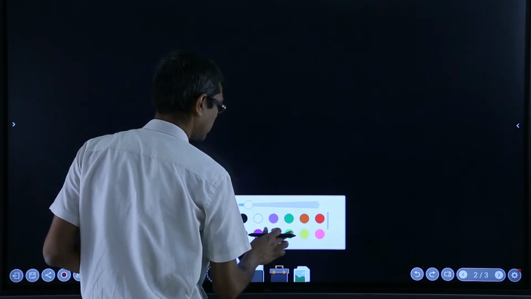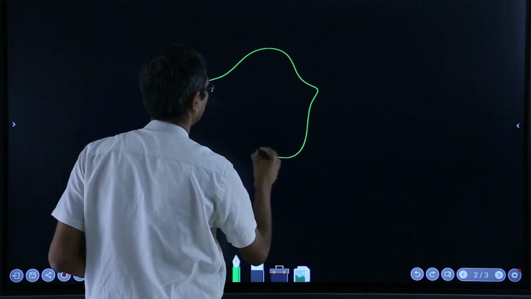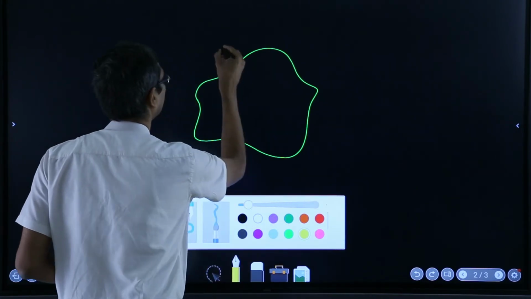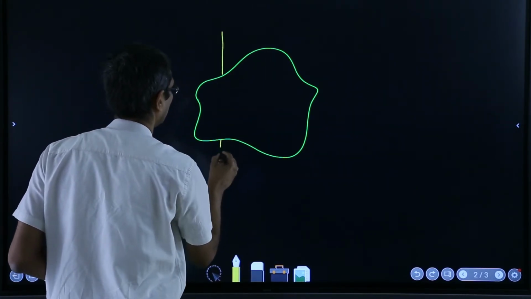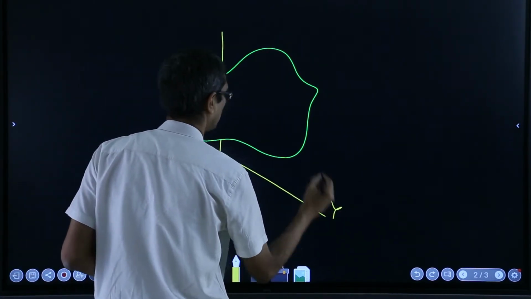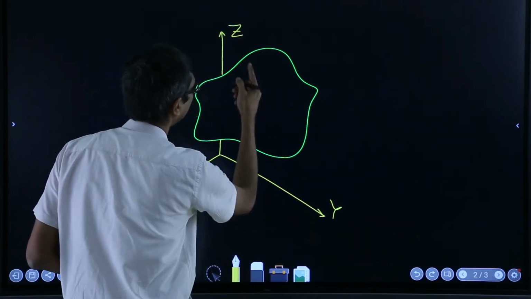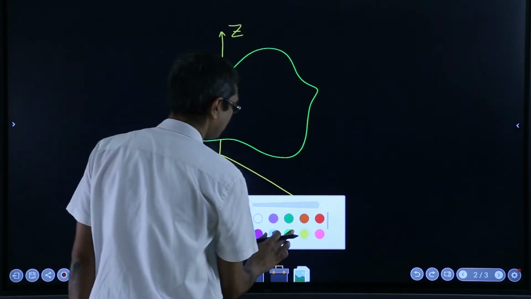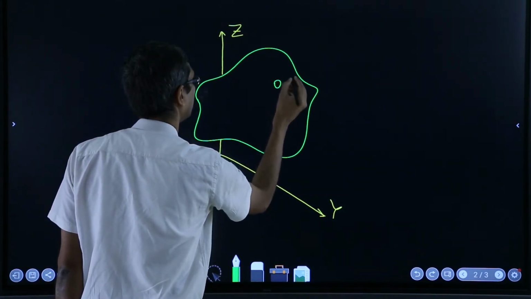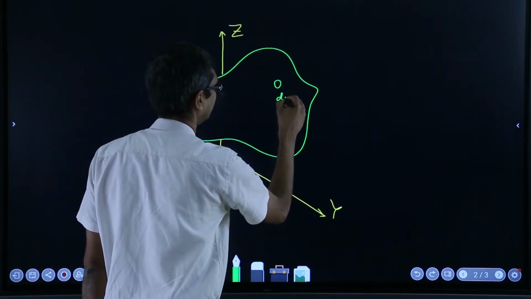Let me draw first the body so that I won't have to erase it. So, let's say this is our body and it's a 3D body, and this is our axis maybe, x, y, z, and this is the body. And now let's have a point somewhere, and near that you pick the small volume whose mass is say dm.